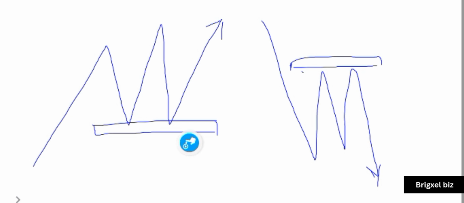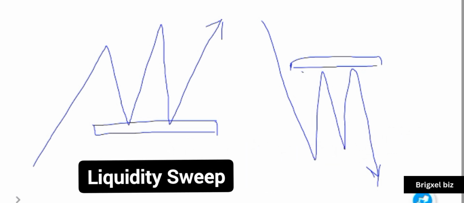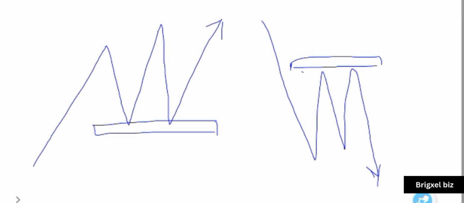So what would the market do when there is liquidity sitting at a zone? Whether you're talking about swing highs or swing lows, or equal highs and equal lows liquidity, what would the market do? The market would always move towards that liquidity to grab it. And that's what we call a liquidity sweep. So now we are talking about something very important. Liquidity sweep. So let's come back to this right here to help you understand what I'm talking about.